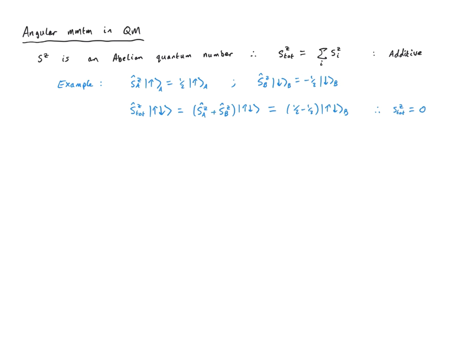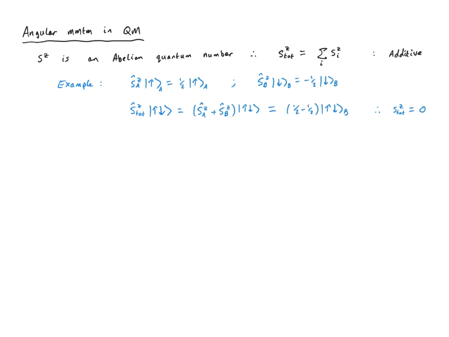For example, imagine that I act on an individual A spin up with the S_A^z operator. Then that's of course an eigenstate of the S_A^z operator, and it has an eigenvalue of +0.5. If I act on a down state on the B particle with S_B^z, then of course I get the state back again with an eigenvalue of -0.5.